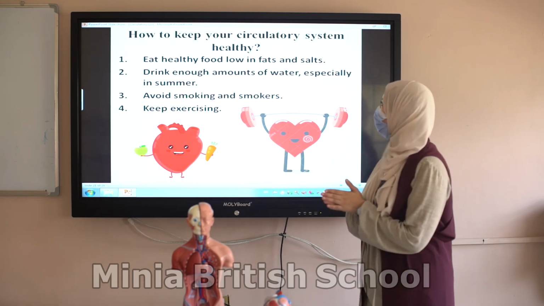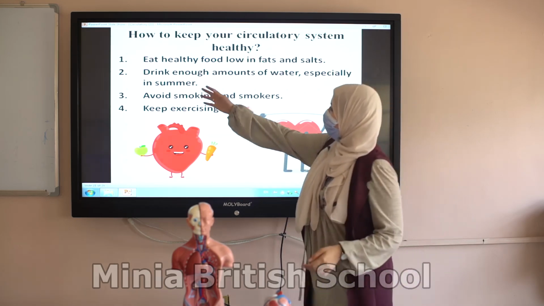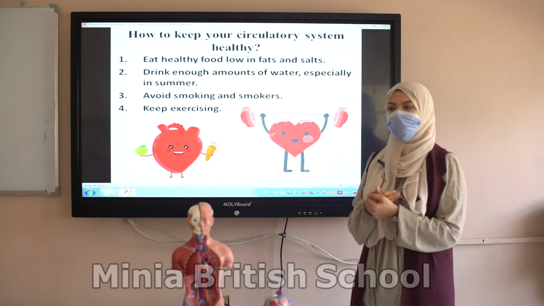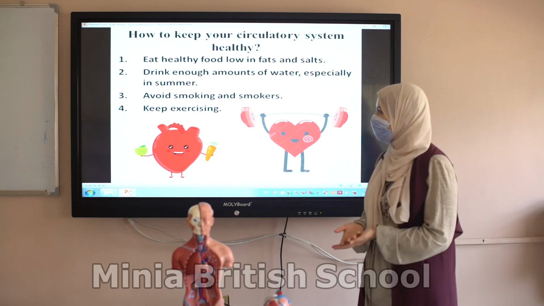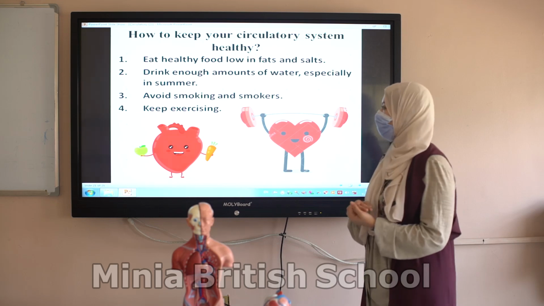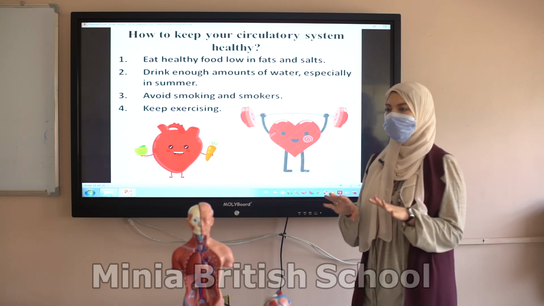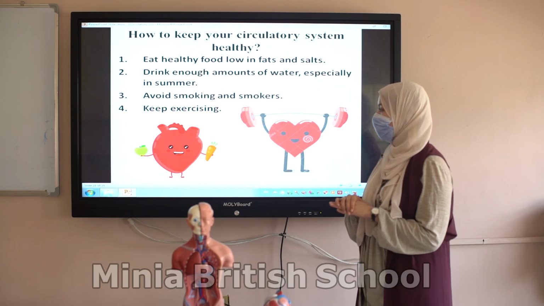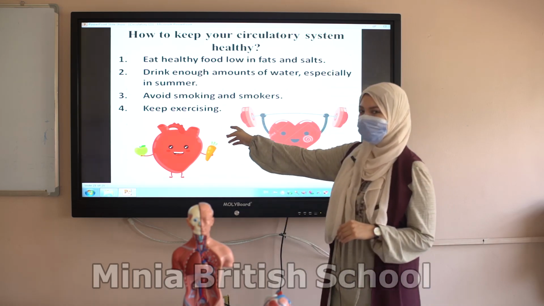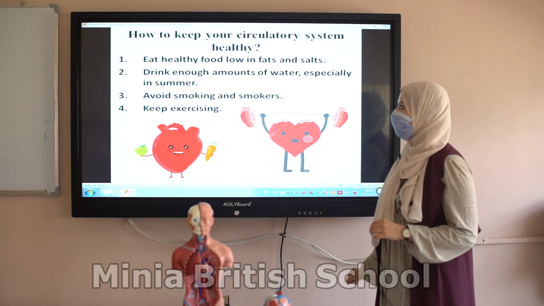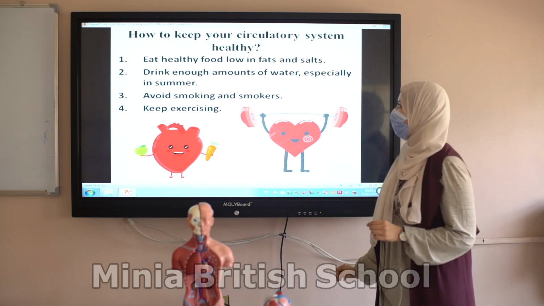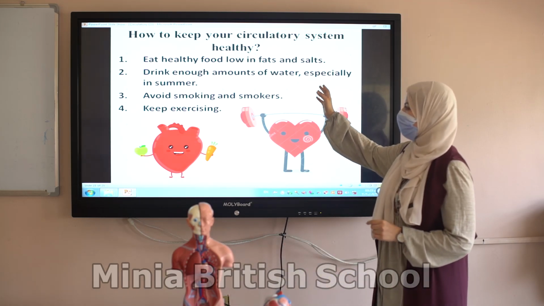But how do you keep your circulatory system healthy? Eat healthy food. Of course, if you eat healthy food, you can keep your circulatory system healthy. What else? Drink enough amounts of water, especially in the summer. What else? Avoid smoking, because it leads to death. Keep exercising. So you should know how to keep your circulatory system healthy.